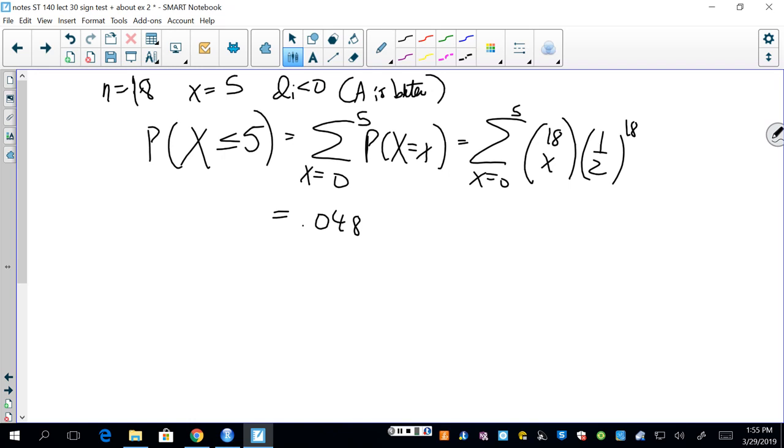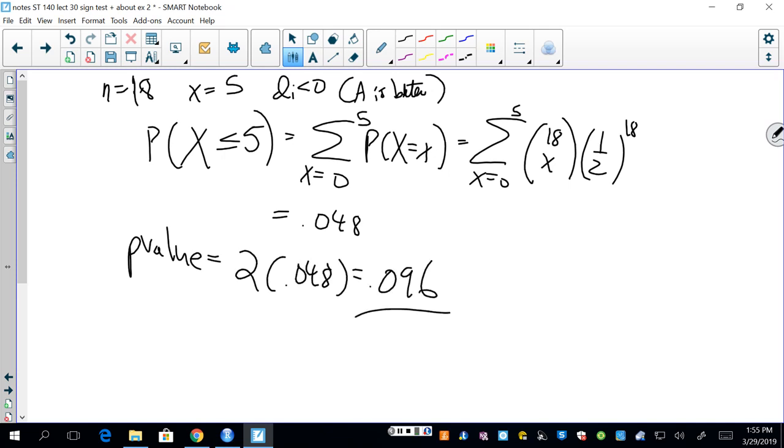But that's kind of small. But if our two-sided alternative is we don't care if it's smaller or bigger, it's all symmetric, what we're going to report for a p-value is 2 times that, 2 times the tail area, 0.096. And remember our null hypothesis, we said that the median difference is 0 versus an alternative that the median is not equal to 0.